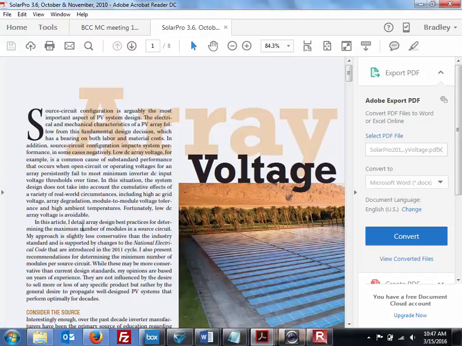Okay, in this article I detail array design best practices for determining the maximum number of modules in a source circuit. You also don't want to put too many. So it's a Goldilocks problem. Too few, you're not going to make your voltage; too many and you're going to blow the system. Okay.